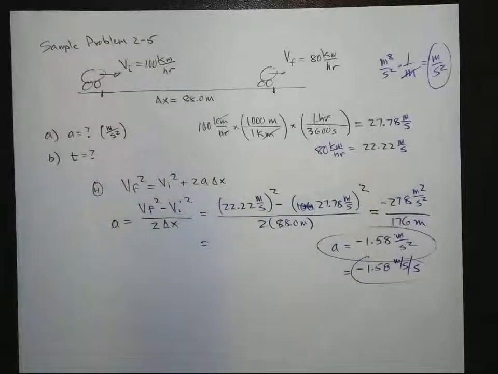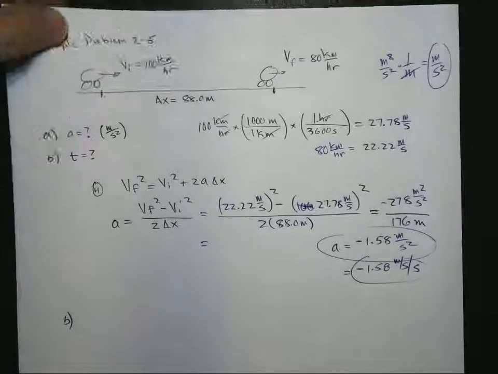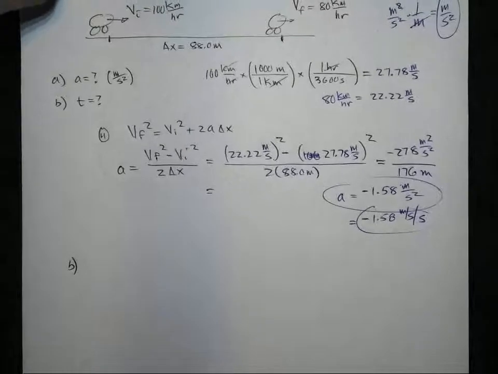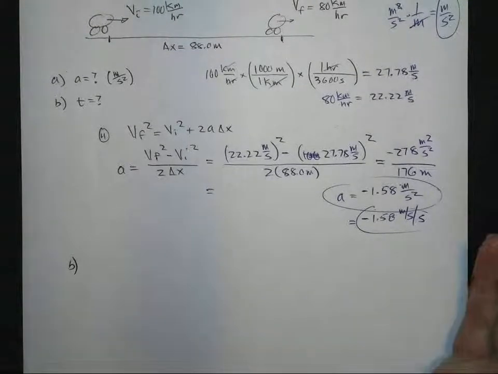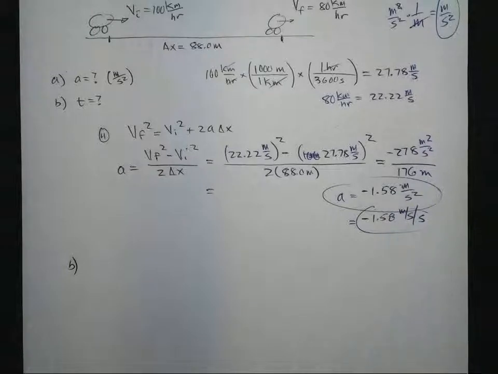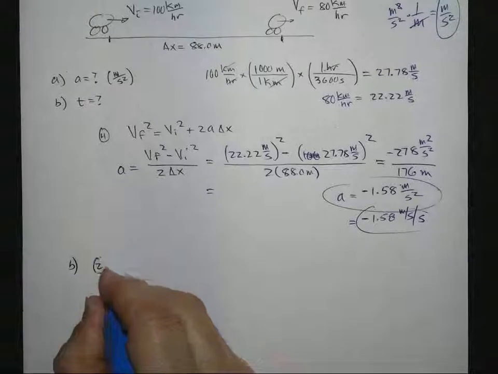Okay, part B, everyone, we want to figure out the time it takes for this to happen. So part B, we want to figure out the time. Now to get the time, we've got the 2 velocities, we've got the displacement, we now have the acceleration. There's a couple of different equations to use. I believe equation 2 would be the way to go.